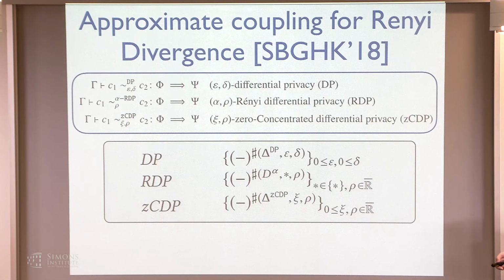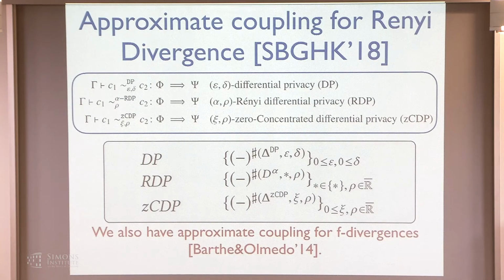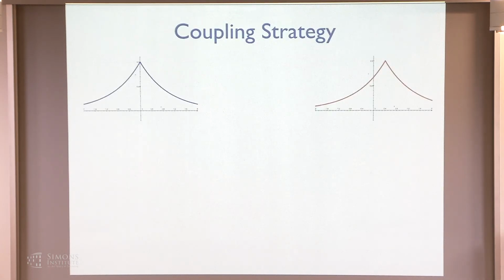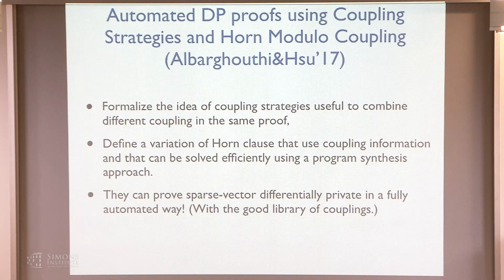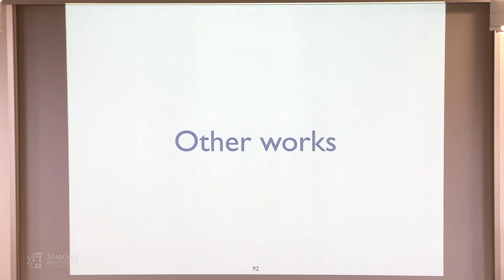Let me conclude by saying we have other couplings, approximate couplings for other divergences, Rényi divergence and zCDP and so on. It's not totally trivial to do this from the formal perspective. And there are also ones for f-divergences more in general. This method can be automated, and Justin Hsu worked on this with Hao, and Hao will be here also during the first workshop, so he will give more detail about their way of automating this approach. And I think it is very interesting.